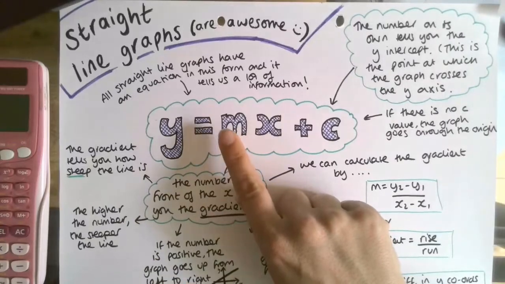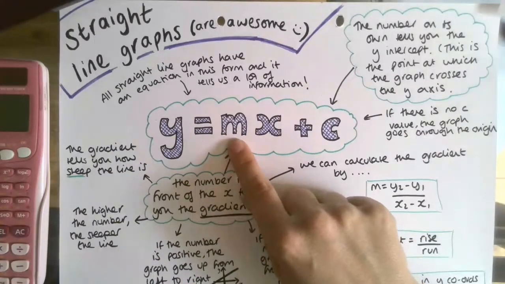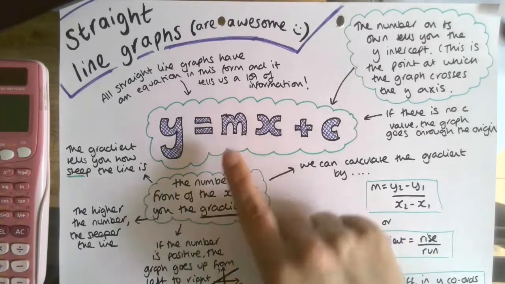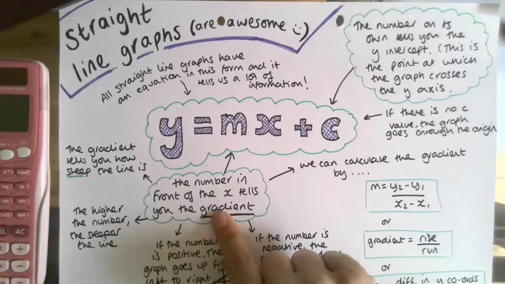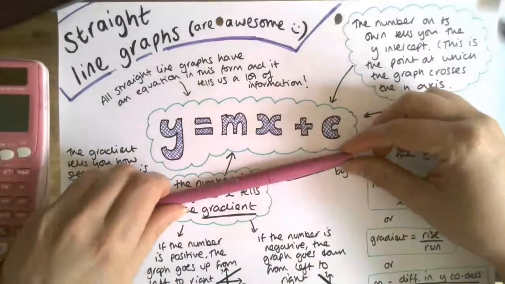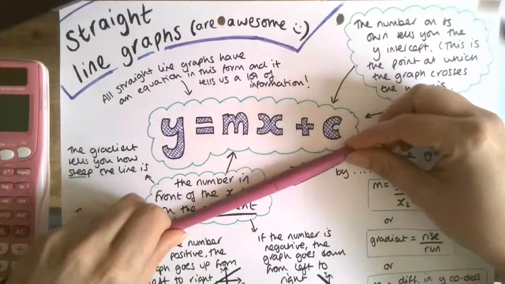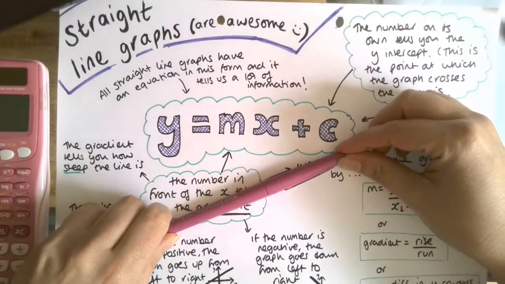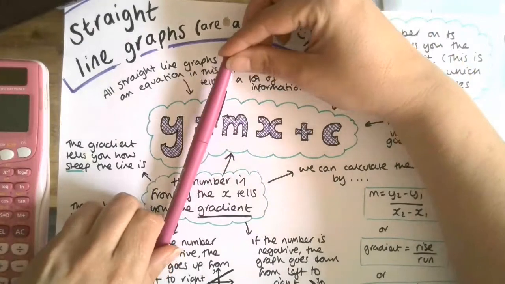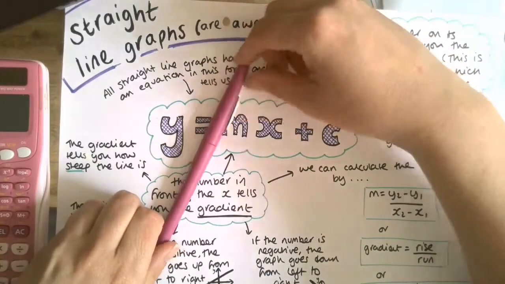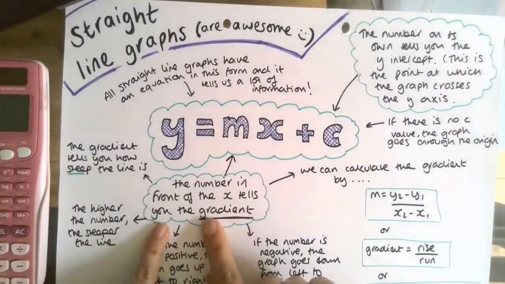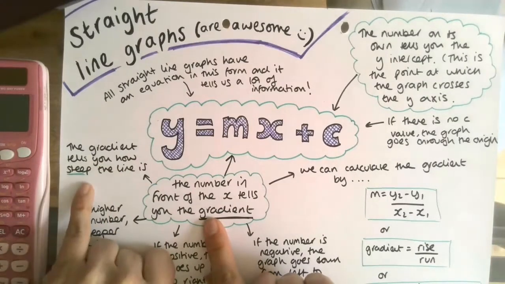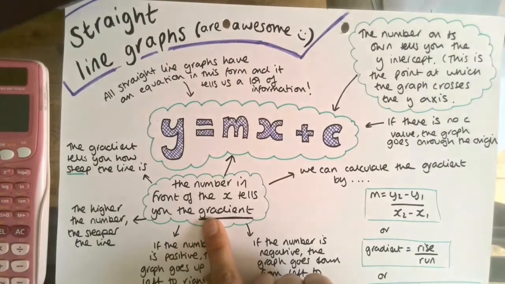So remember I said the m in this, the number that is in front of the x, that tells you the gradient of the graph, and the gradient is just a measure of how steep it is. So for example, pretend my pen here is the line on the graph, so a graph like this isn't very steep, but one like this would be really steep. So the one like this would have a higher number in front of the x than the one that was like that. So the number in front of the x tells you the gradient, and the gradient tells you how steep the line is. The higher the number, the steeper the line.